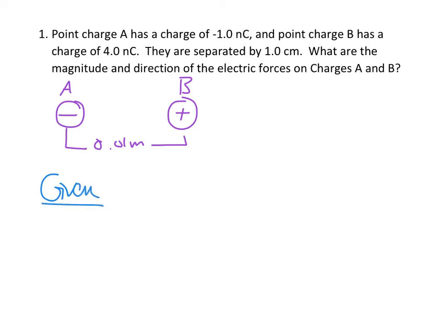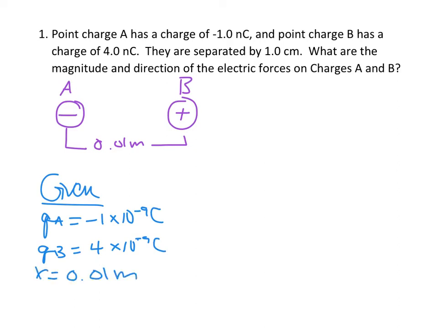What do we know? We know that Q1, or sorry, I guess we can call that QA, is -1 nanocoulomb, so that's -1 times 10 to the -9th coulombs. QB is 4 times 10 to the -9th coulombs. R is 0.01 meters. This is a fairly straightforward problem. All we're looking for is the electric force.